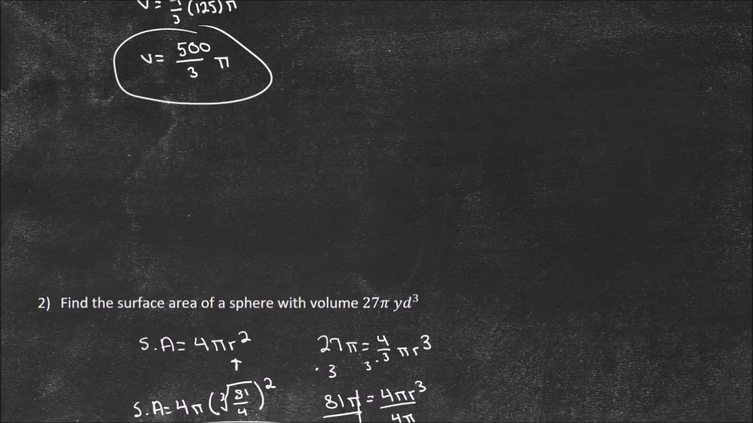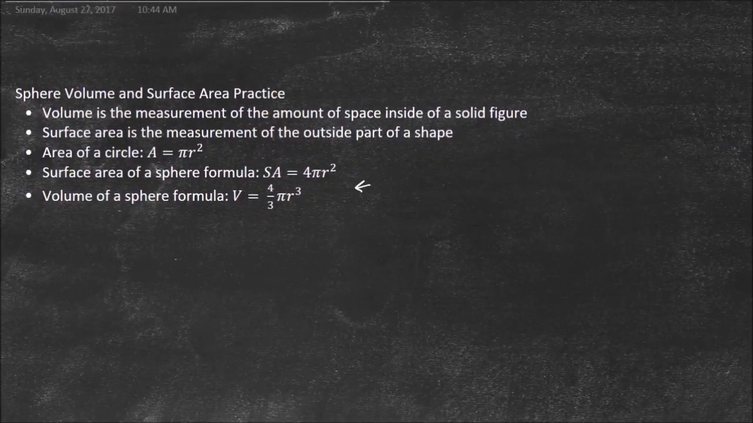Hopefully this makes sense. The key here is that you have these two formulas memorized and you're able to work between them. If you're given the surface area, you have to be able to find the volume from that by solving for the radius. Hopefully this was able to help.